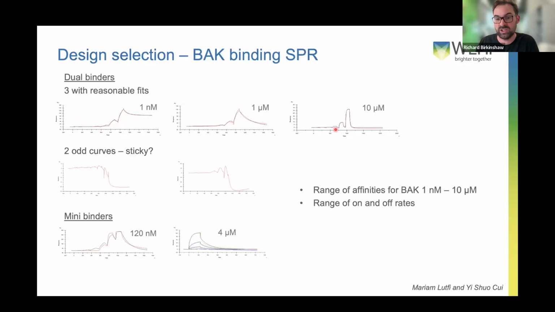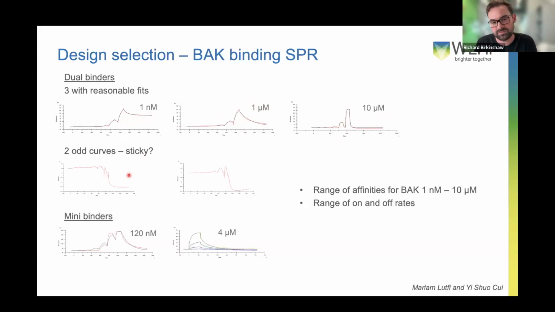We got 3 that showed some quite nice binding with different kinetics. So, for example, some low affinity binders at around 10 micromolar that were fast on, fast off. One here that was a mid-range 1 micromolar binder with a slower on-off. And one here that was around a nanomolar binder that appeared to have some sort of conformational change going on in the kinetics, and definitely a slow off rate due to conformational changes.